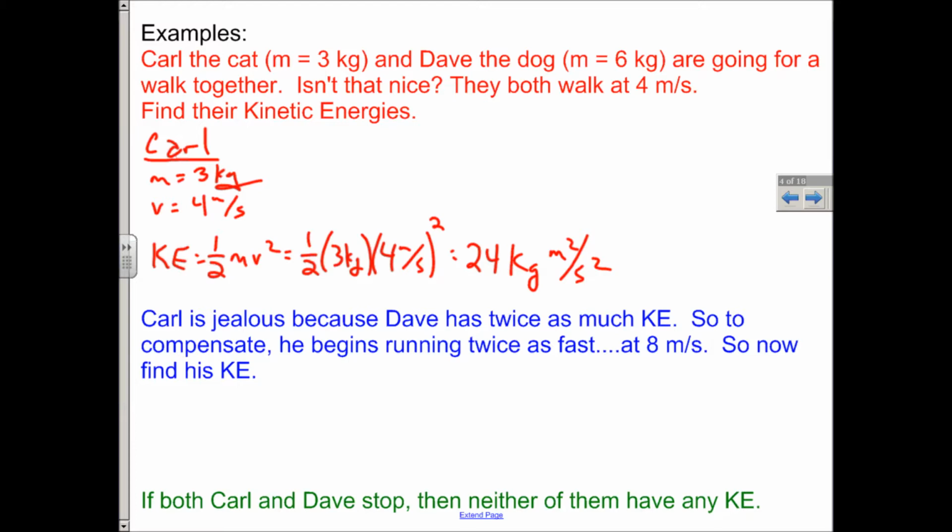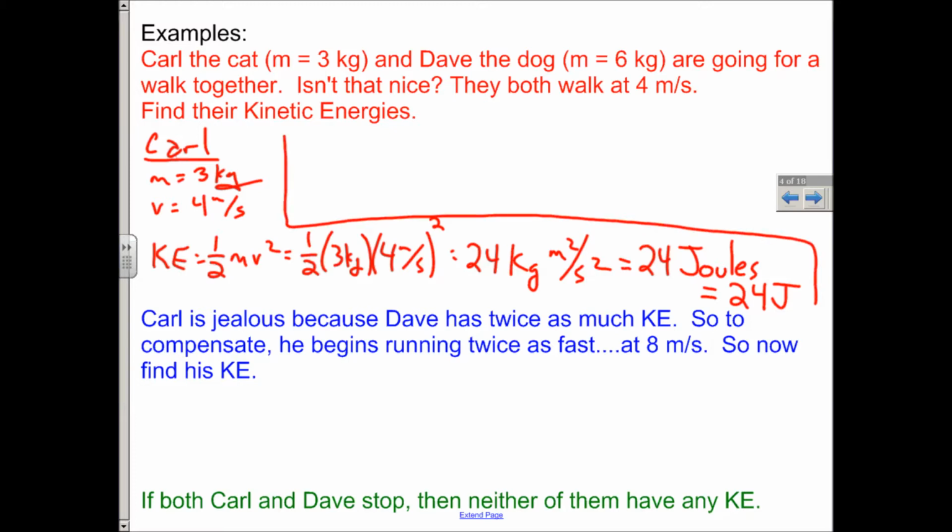But since that becomes a little bit cumbersome to write, we're just going to write it as 24 joules, which is the unit that we measure energy in, joules. It's a kilogram meter squared per second squared, and joules can be abbreviated with a capital letter J. So there you go. There is Carl's kinetic energy.